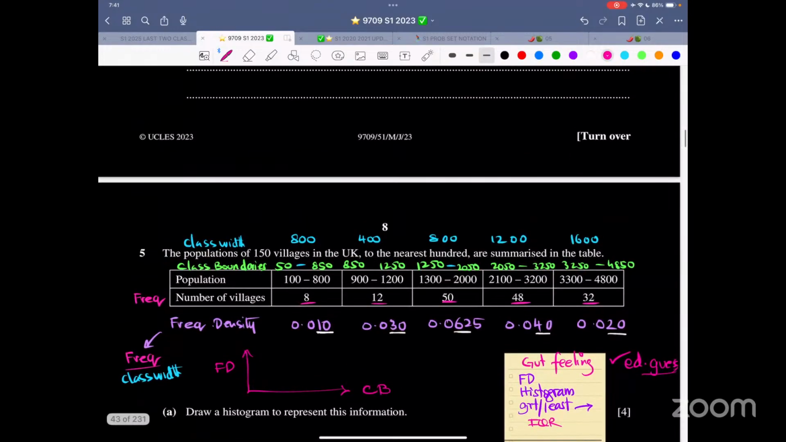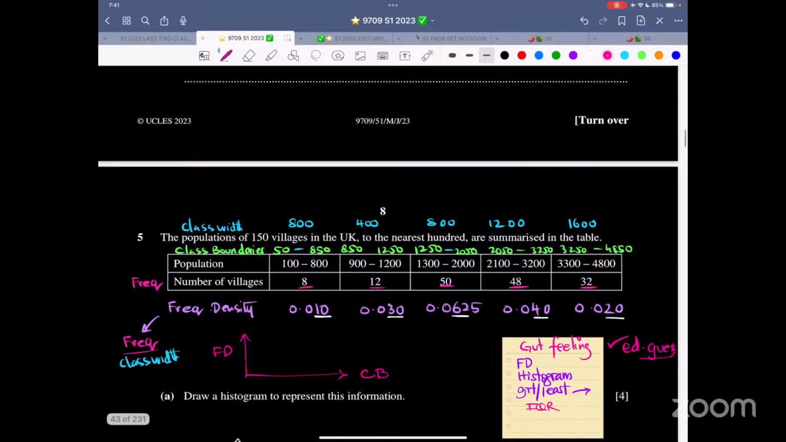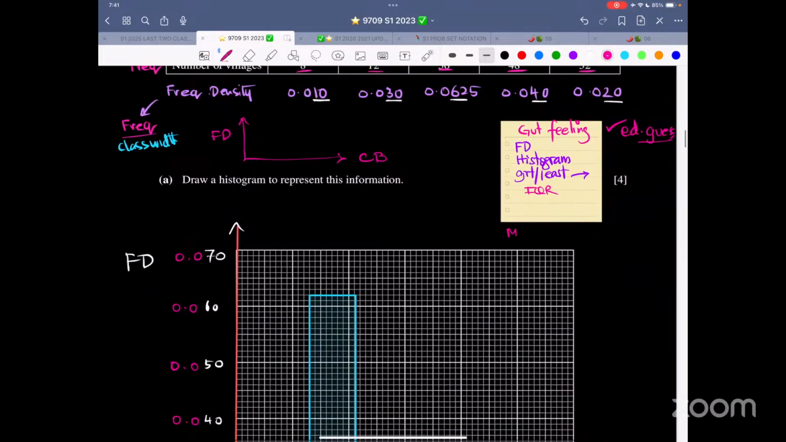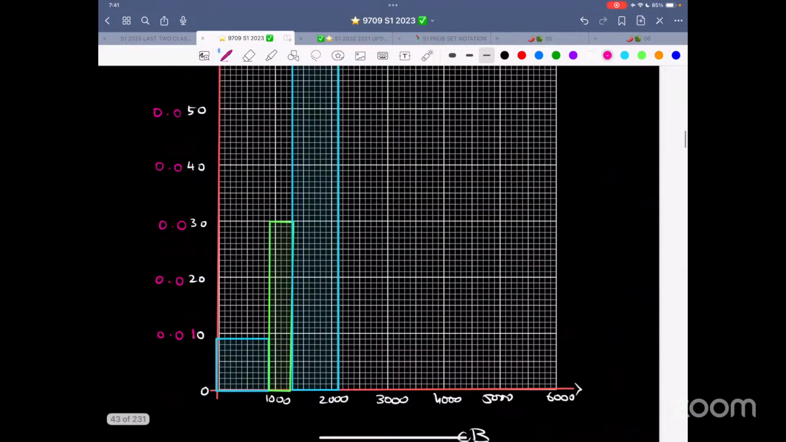That is what we are working on. And remember, this is the May, June 2023 variant 51, question number 5. That is one of my favorite questions. So that is question number 5.